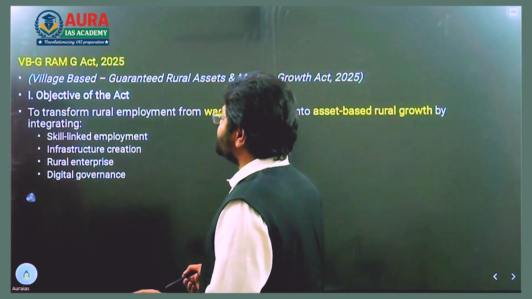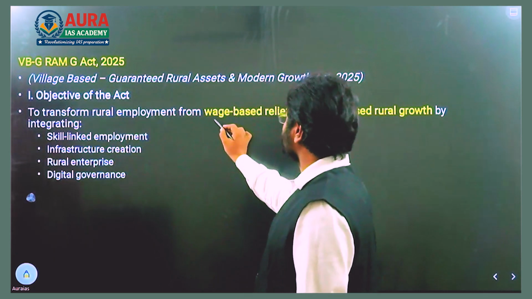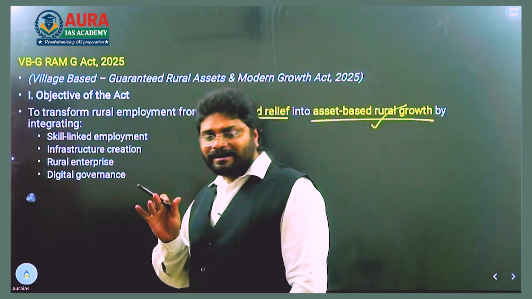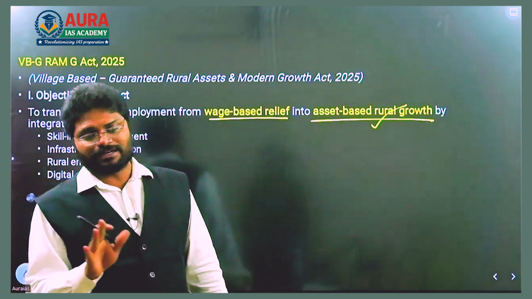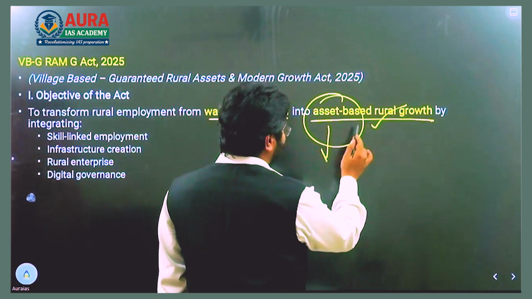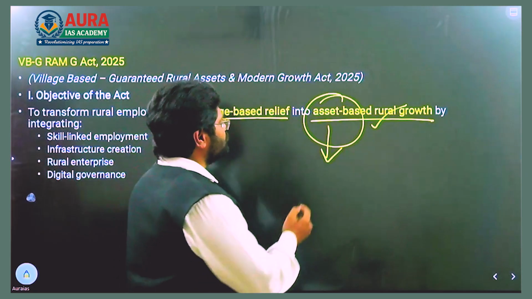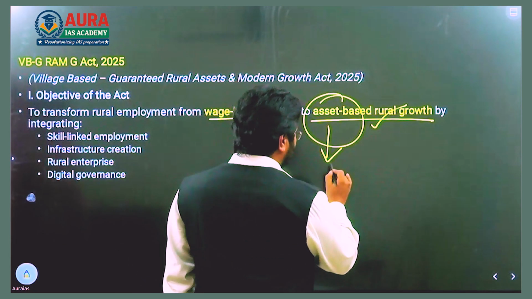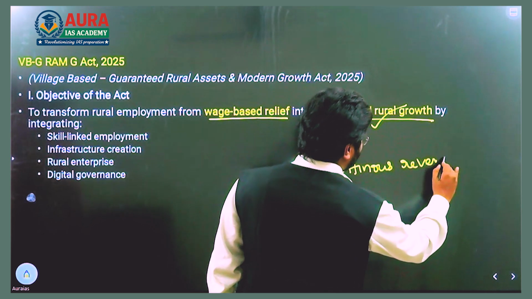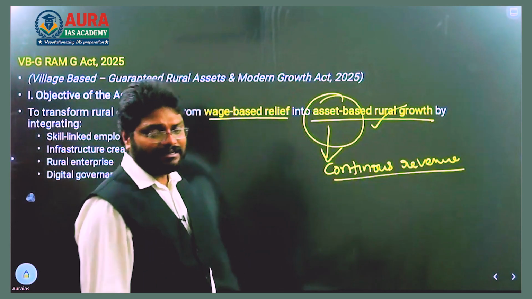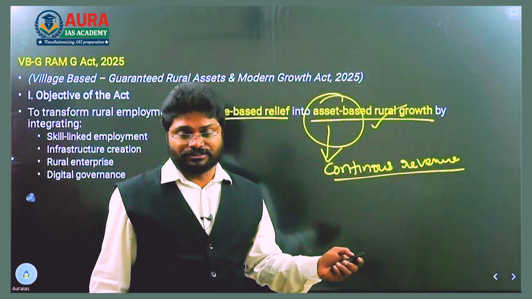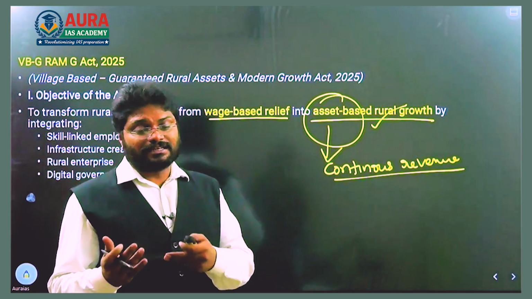So here you can say that rural employment is transformed from wage-based relief to asset-based rural growth. It is not meant for simply giving wages for whatever work is done. Asset creation must be the sole criterion of this new act. Assets mean those which generate continuous revenue. Earlier, whatever work they did under MG NREGA might not generate any revenue. But here the asset must generate revenue so that income grows in rural areas.